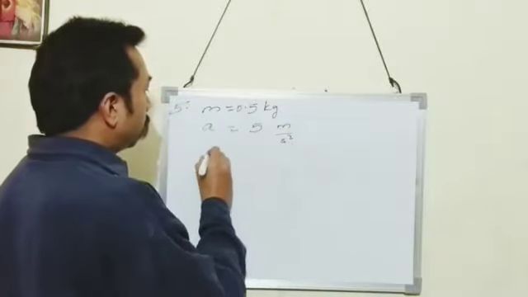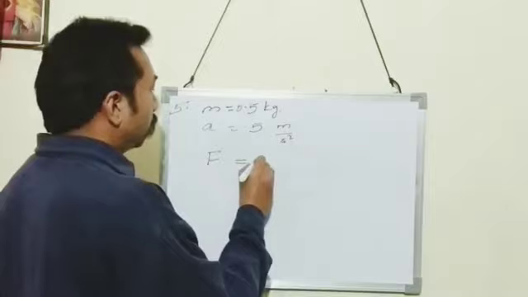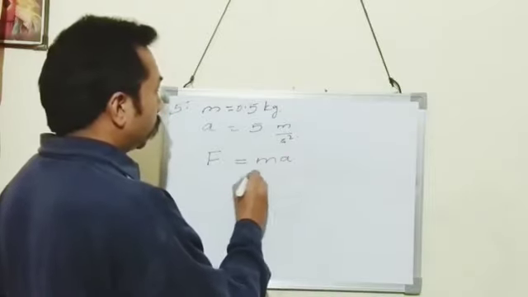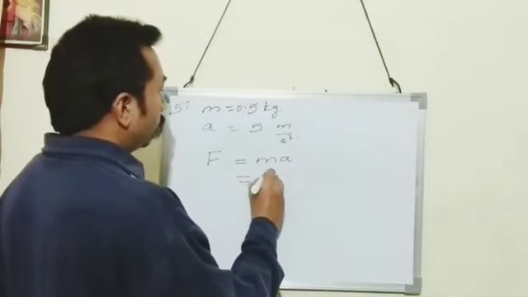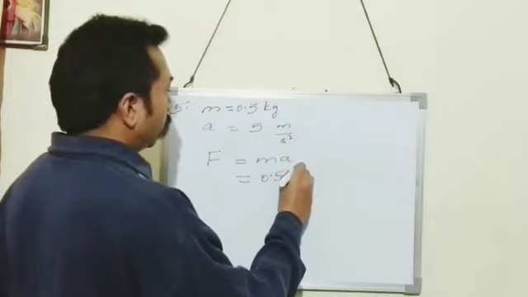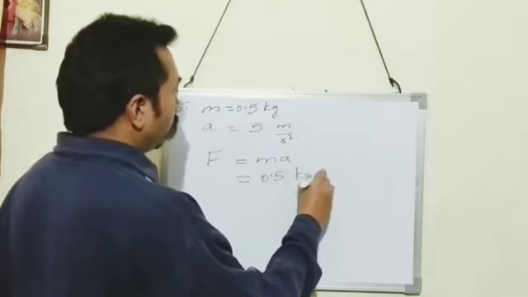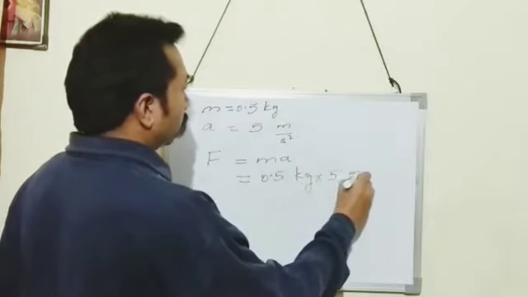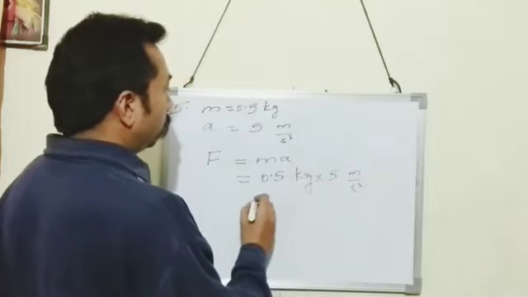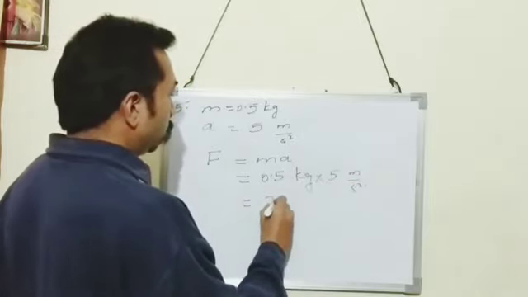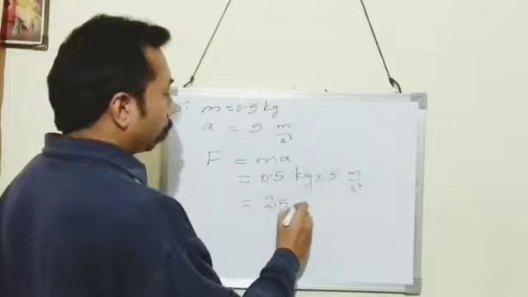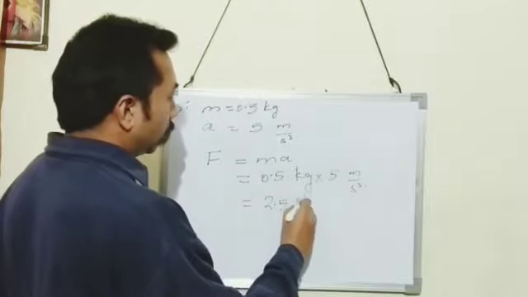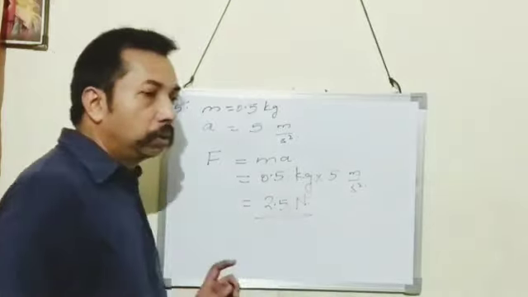Writing the formula force F is equal to M into A. Then substituting 0.5 kg into 5 meters per second square. 0.5 into 5 equal to 2.5. Kilogram meter per second square is called Newton. The answer is 2.5 Newton.